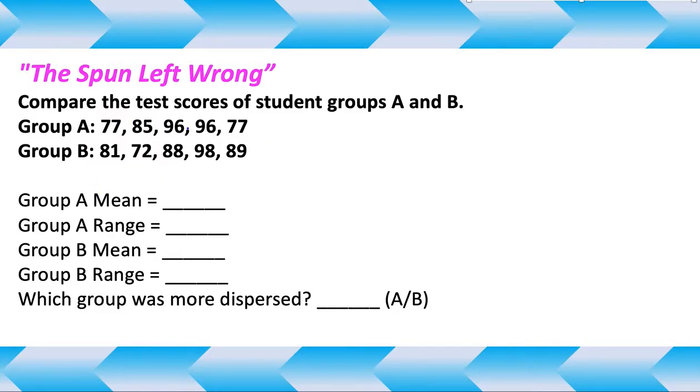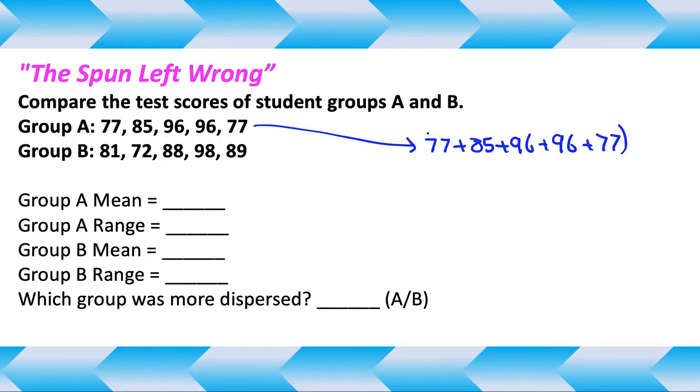the number of scores. Looks like 1, 2, 3, 4, 5, and then 1, 2, 3, 4, 5. So we add up all of the numbers: 77 plus 85 plus 96 plus 96 plus 77. That's a big number, and I don't have it pre-calculated. Well, darn it, here we go. Let's add them together: 77 plus 85 plus 96 plus another 96 plus a 77, and then we divide all of that.